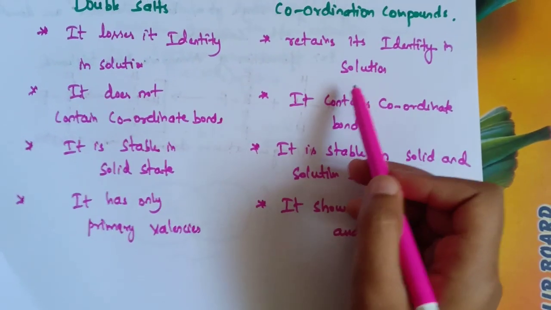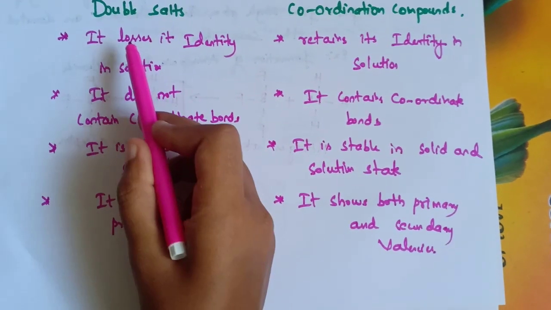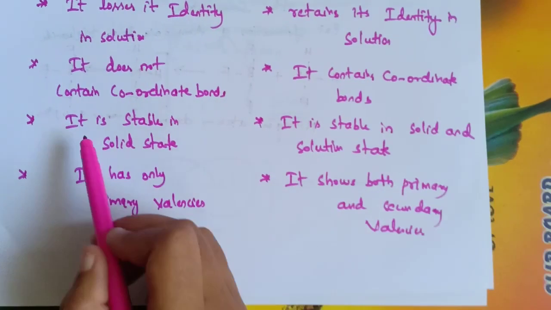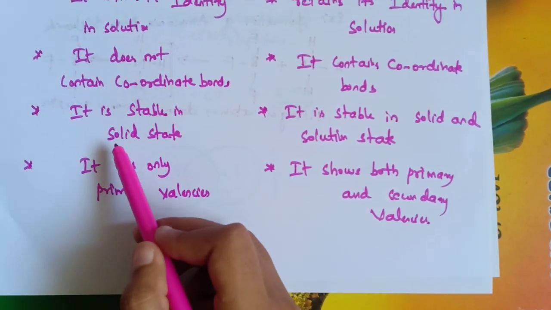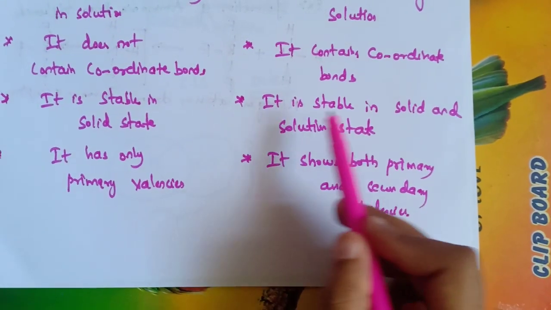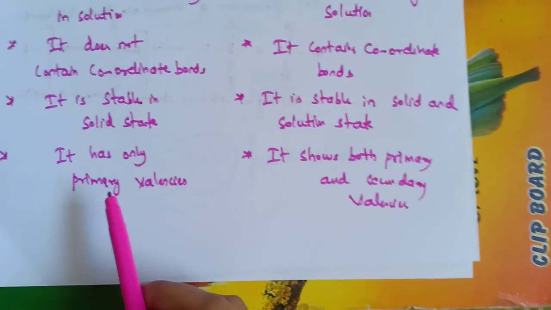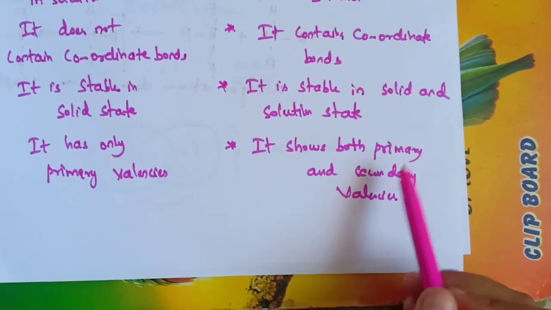So the double salt loses its identity in solution, but the coordination compounds retain their identity in the solution. Here it does not contain coordinate bonds in the double salts, but in the coordination compounds it must contain coordination bonds. Double salts are stable in solid state, but coordination compounds are stable in solid and solution state. Double salts have only primary valences. Coordination compounds show both primary and secondary valences.